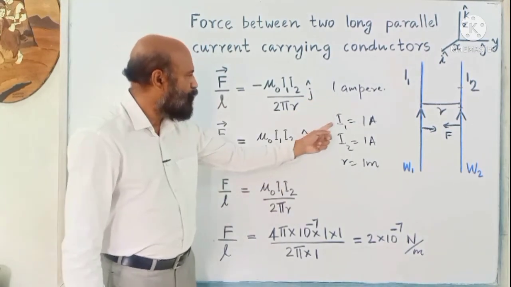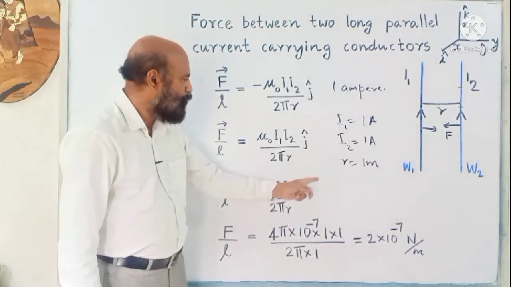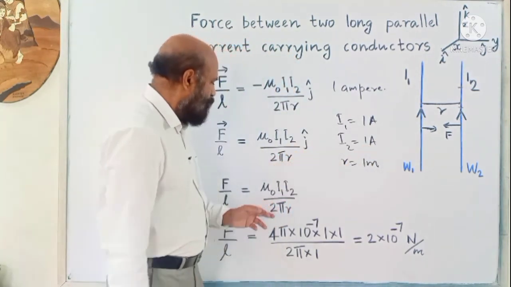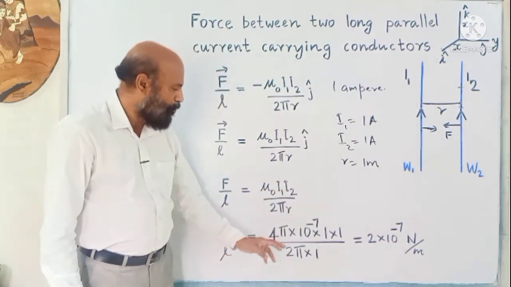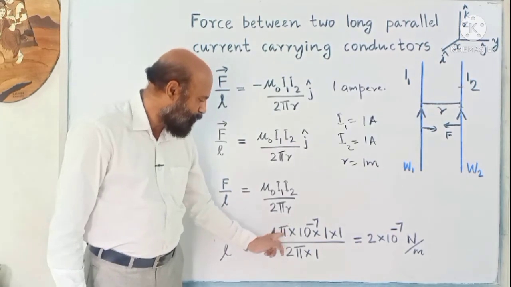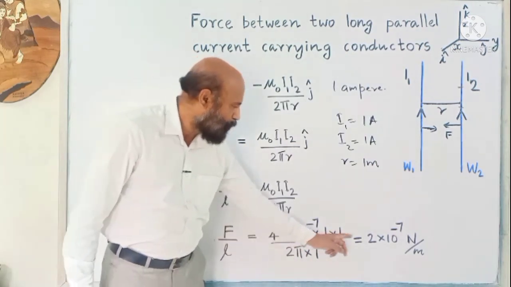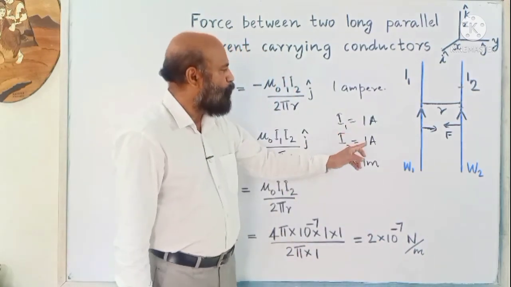From this we can define what is 1 ampere. Suppose I1 is 1 ampere, I2 is 1 ampere, and the distance between the wires is 1 meter. Now you substitute, and after cancellation of this pi and this 4 and 2, you will get 2 into 10 raised to minus 7. So now we can define what is 1 ampere.